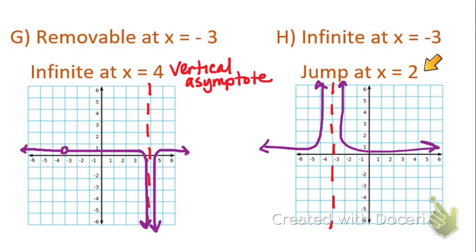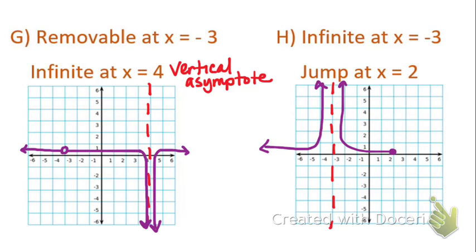But for the jump, that means at 2, this graph that I have on this side has to stop at the 2. So at the 2, I'm going to stop it and then do something different. So it does this, and then maybe it jumps down. And notice that it's not two closed circles. If you have two closed circles, that would be a point. It's going to jump down, or it could jump up.